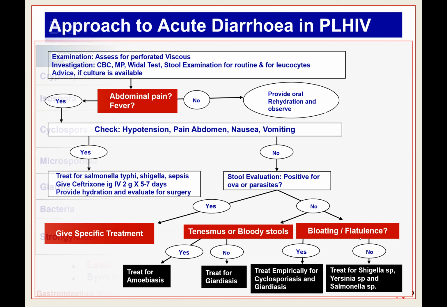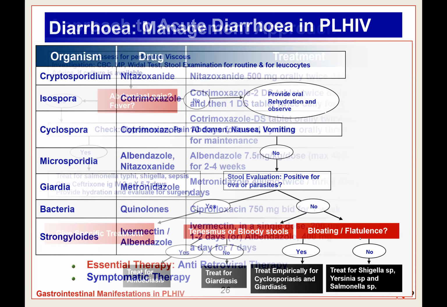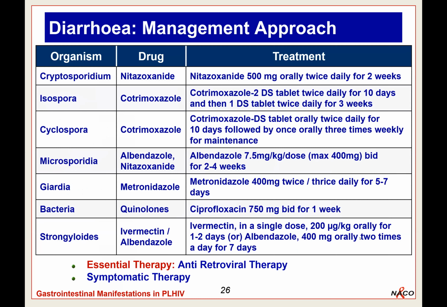So like as I was mentioning, you can give albendazole for microspora, you can give cotrimoxazole for isospora or cyclospora, and drugs like nitazoxanide can be supportive, but ultimately it is ART which is helpful.